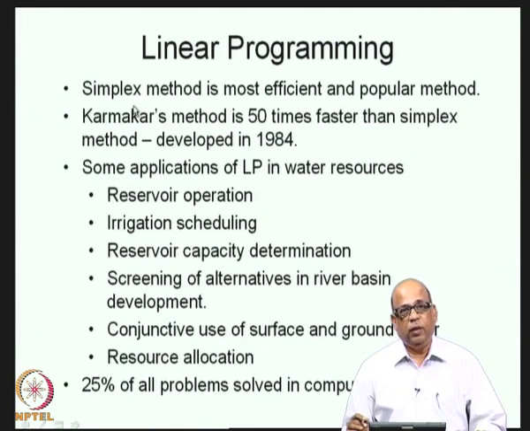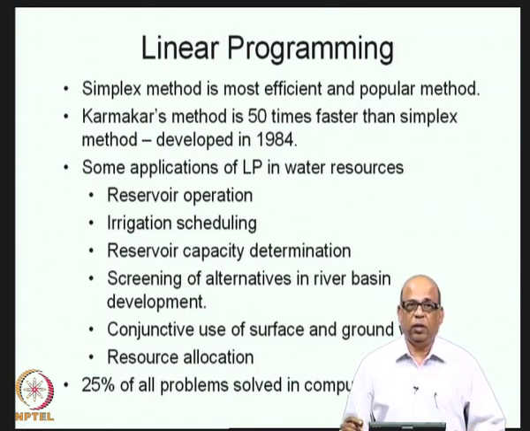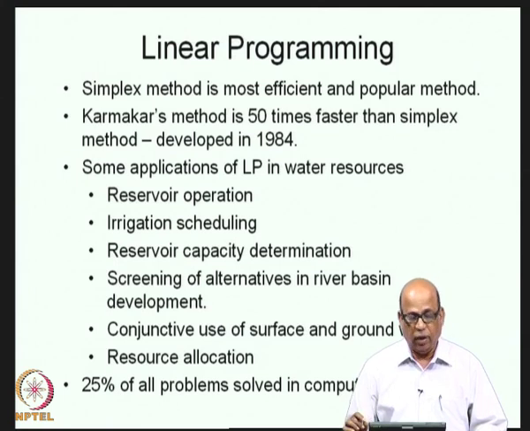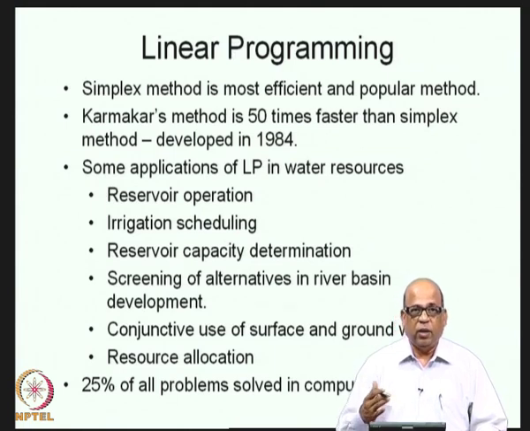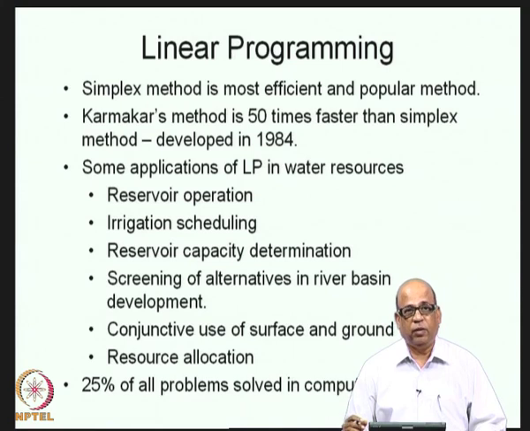The simplex method, as I mentioned and as we will introduce in the subsequent lectures, is the most elegant and efficient and therefore, a very popular method of optimization. The Kuhn-Tucker algorithm, which is developed by Kuhn-Tucker, an Indian, is 50 times faster than the revised simplex method. The general principle of the Kuhn-Tucker algorithm I will explain when I am talking about the revised simplex method.